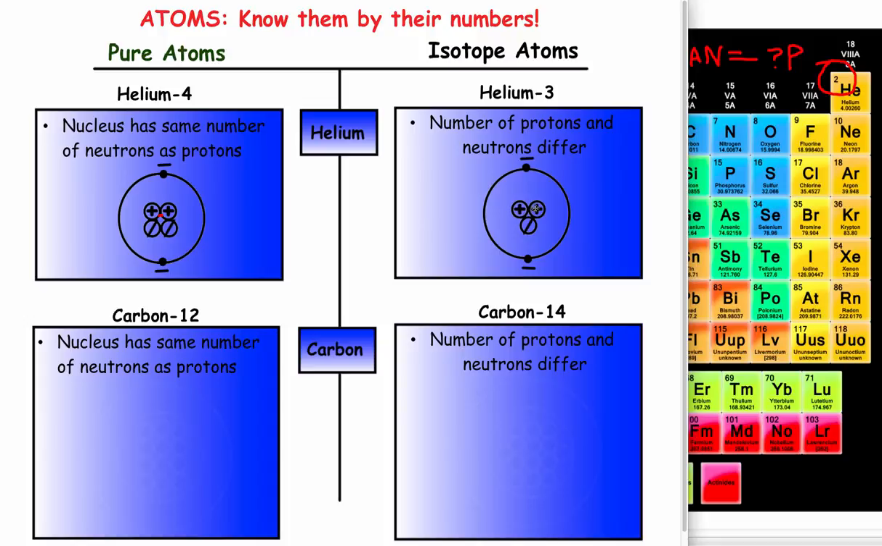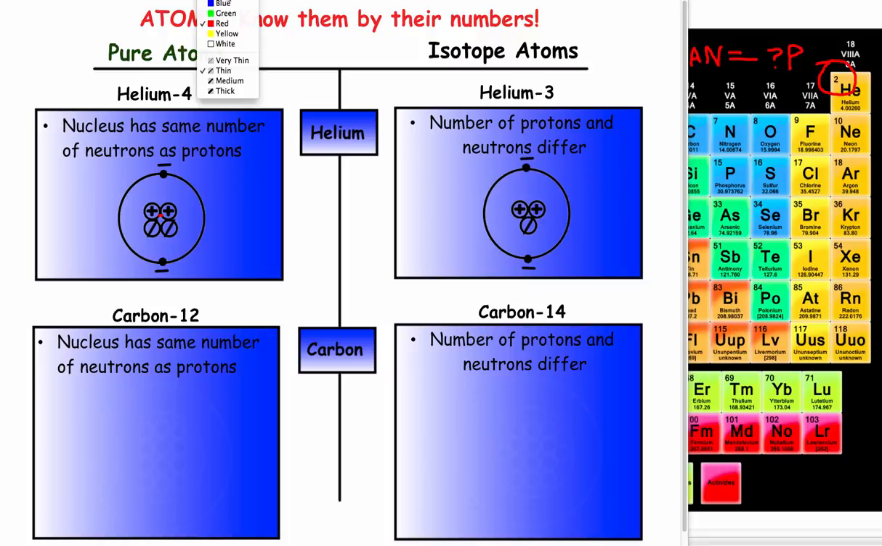So we have 2 protons and 1 neutron. There's a particle count of 3. And so I know that, number 1, this is an isotope. It's also got an atomic mass that's less than the atomic mass of helium-4, a pure atom. And so helium-3 will have 2 of those 3.